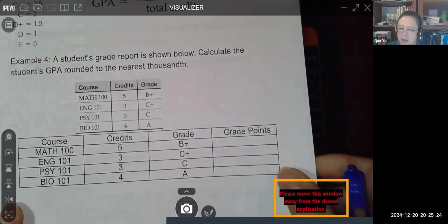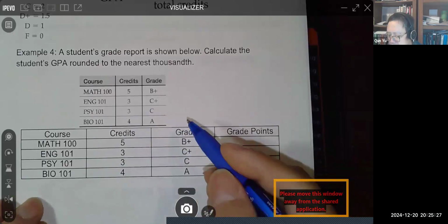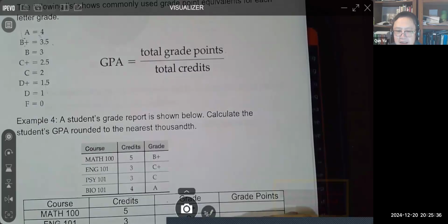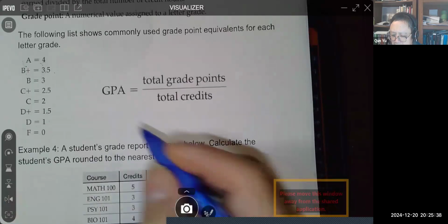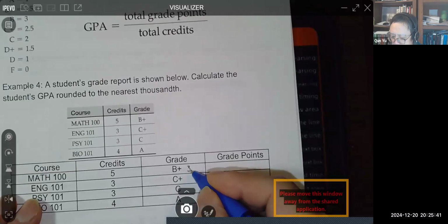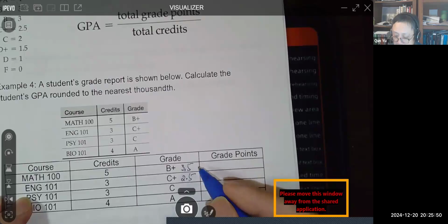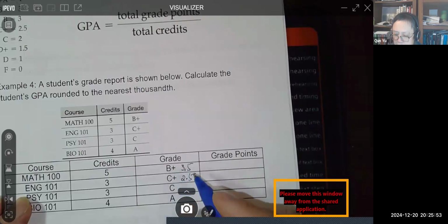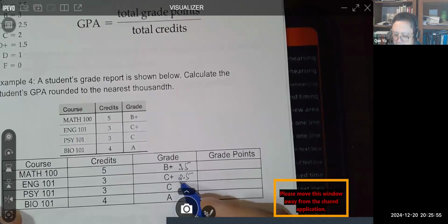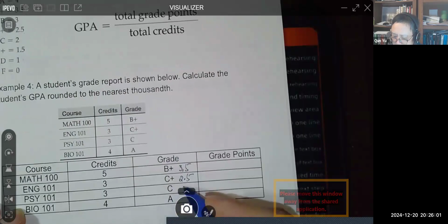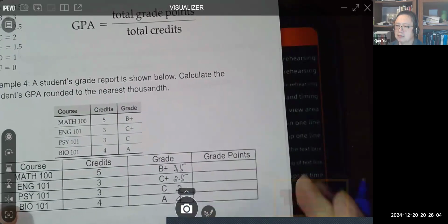Now let's look at how to calculate GPA. For convenience, I'm going to write all of these credit values on the side of the third column here. So B plus is 3.5. It was 3.5 points. C plus is 2.5. That means each credit hour is worth 3.5 for B plus. Each credit hour is worth 2.5 points for C plus. Now C, 2. C is 2. A is 4.